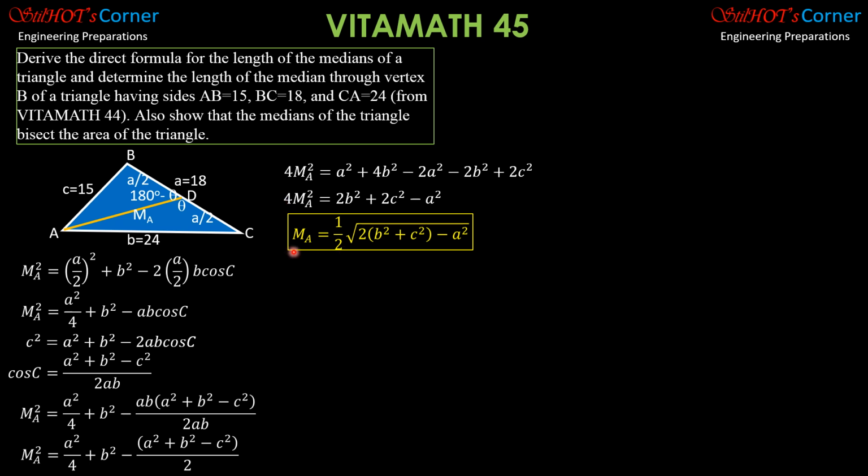So that's the formula for the length of the median through vertex A. Then following this pattern, we can set up the length of the median through B as 1/2 square root of 2 quantity A square plus C square minus B square.